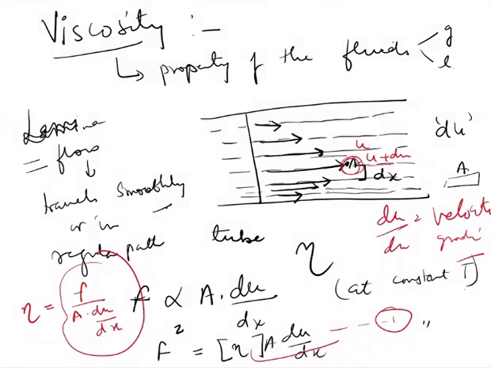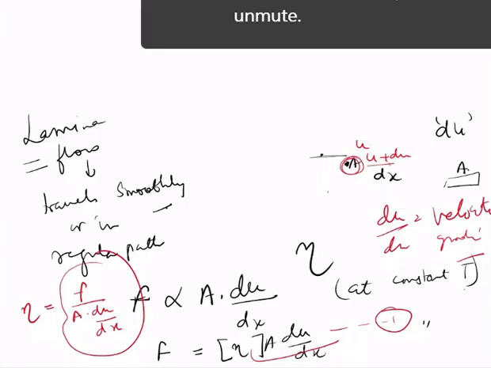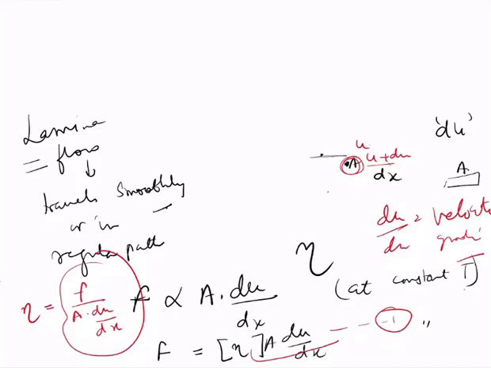Okay, quickly tell me its units. kg per meter per second. So its units will be, I think we can talk about the force in terms of dynes, that will be better, because your F, F A du by dx. Now tell me, thinking on your own, what will they be?